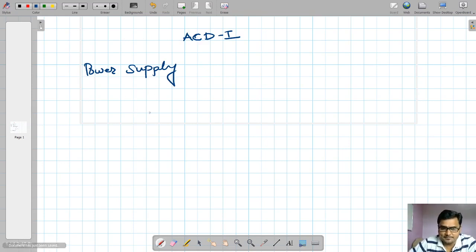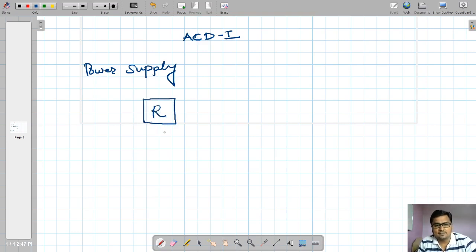In the power supply, the first thing that we need to study is the rectifier. This rectifier thing is not new for you people. You have studied it in your 11th and 12th, and even in first year you have gone through the rectifier. Now after the rectifier, what is the next block? Next block is filters.